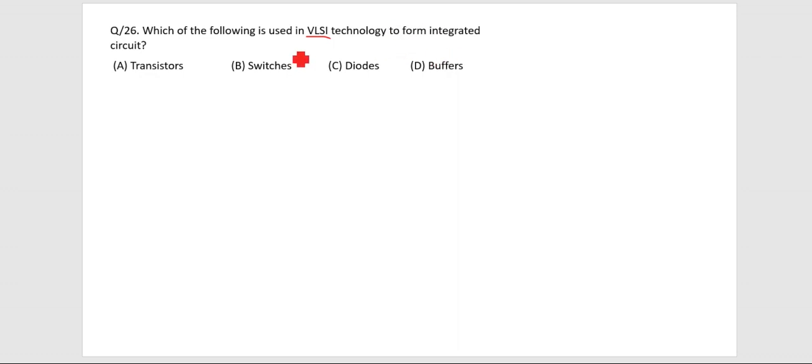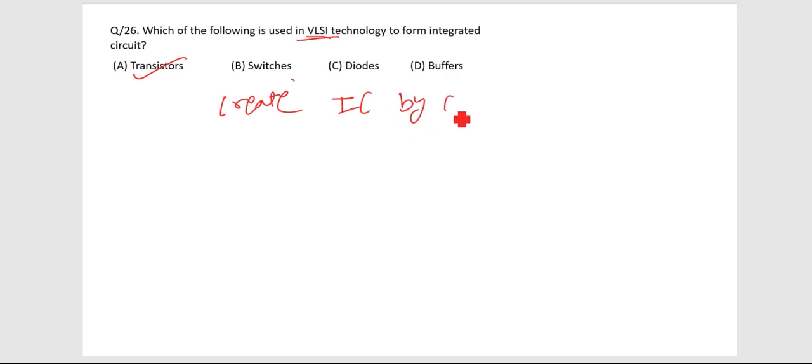Technology to form an integrated circuit is used in transistors. Okay, this VLSI is the process of creating an integrated circuit. This technology is used to create an IC, an integrated circuit, by combining millions of transistors on a single chip.